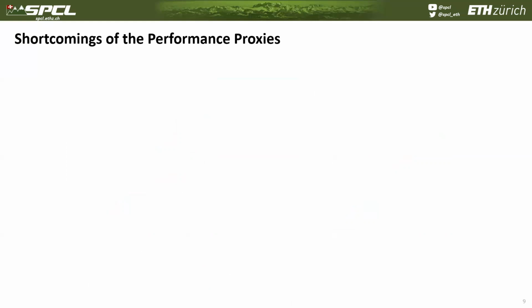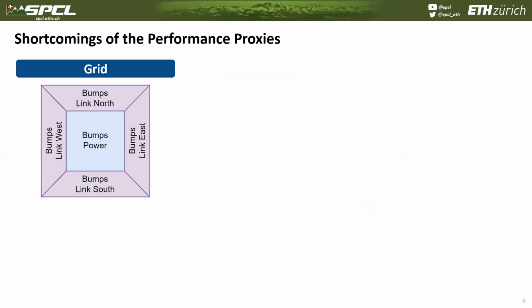So let's now have a look at the floor plan of a chiplet out of the grid arrangement, and let's see how we assign the different bumps. The bumps in the center of the chiplet are usually used for the power supply, and the bumps on the sides are used for the links.